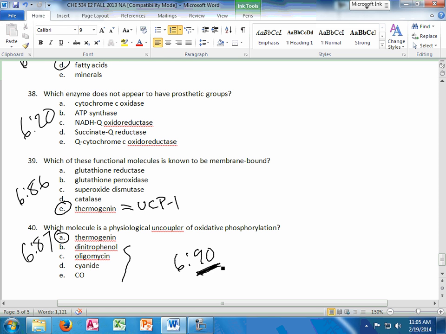So back to 38, which enzyme does not appear to have prosthetic groups? All of the complexes in the electron transport chain do. ATP synthase does not have any prosthetic groups. That's all I got for you. Good luck on your test.